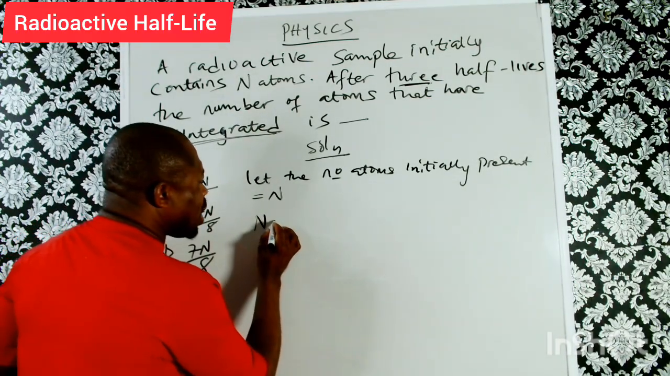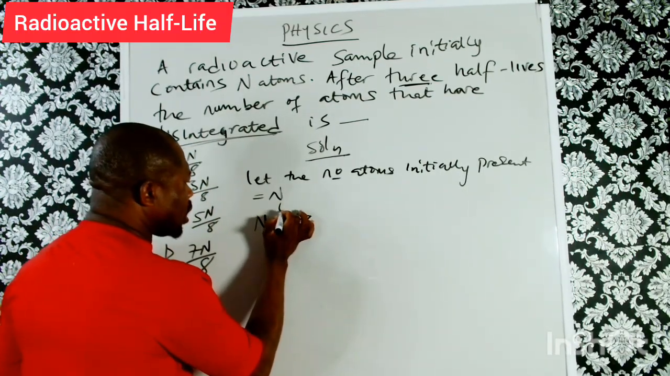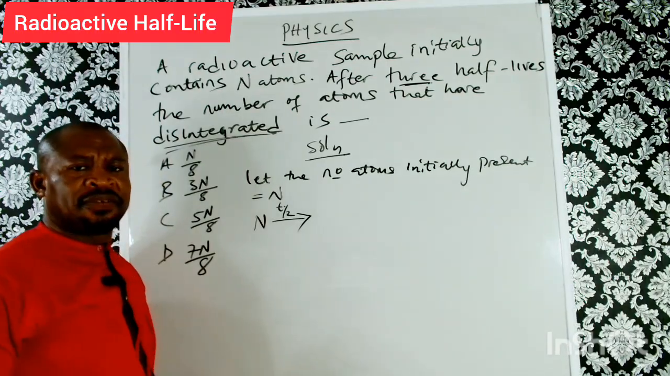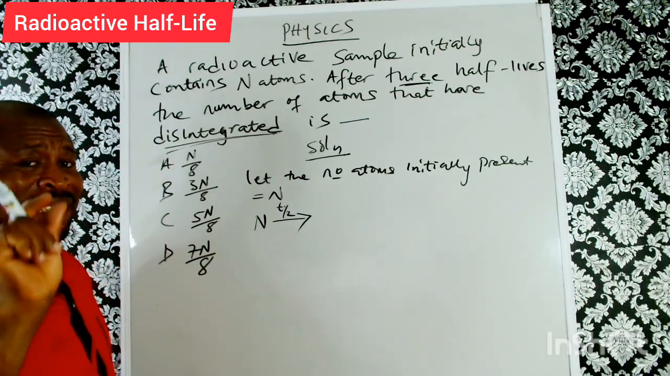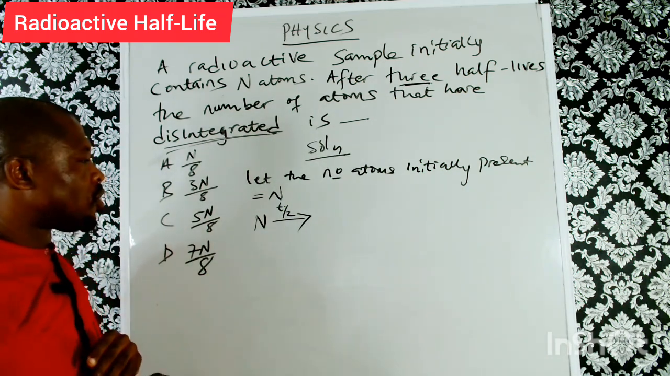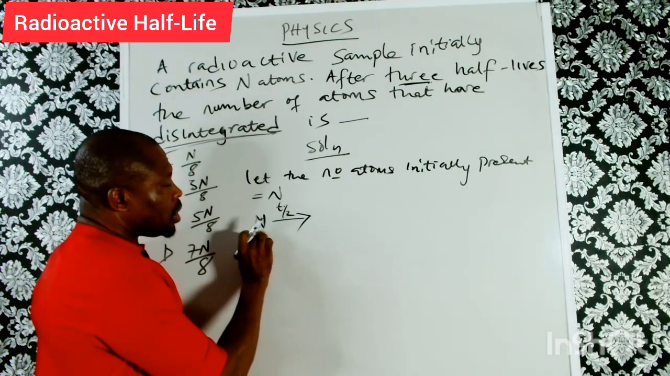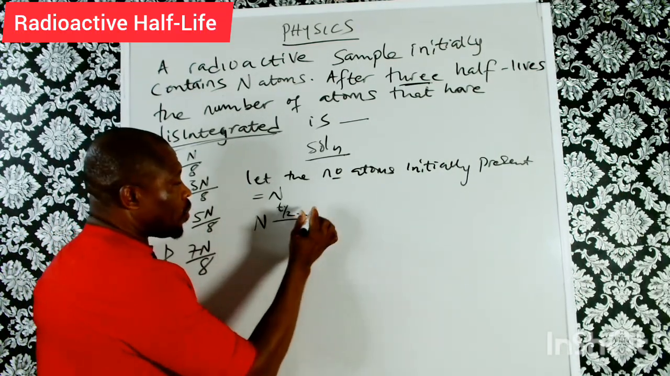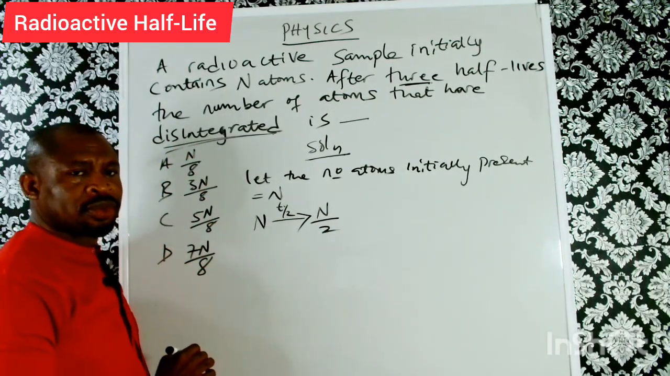Now, after the first half-life, that is a T half. After the first half-life, remember that half-life is all about the time it will take an element to reduce to half. Now, after half-life, this element reduces to half. And of course, we'll now have n over 2.